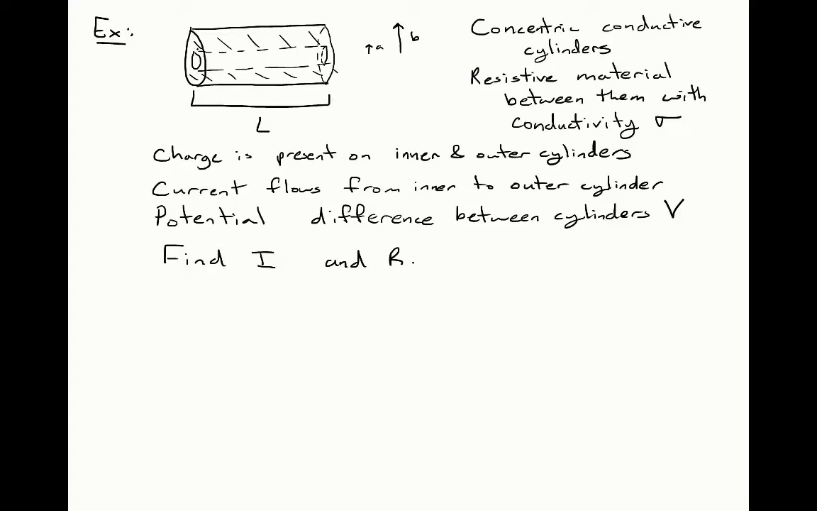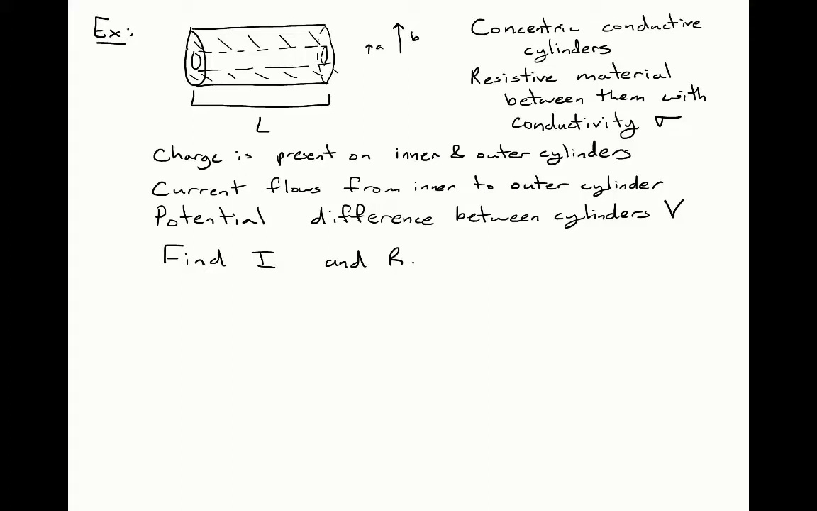So we have two concentric cylinders. Think of them as metal cylinders. So you have an inner cylinder made of metal, then you have an outer cylinder made of metal. There's charge on each of these cylinders. There's a resistive material between them. The material has a conductivity, sigma. The conductivity is a constant. There's charge present on the inner and outer surfaces so that current can flow between these two cylinders.